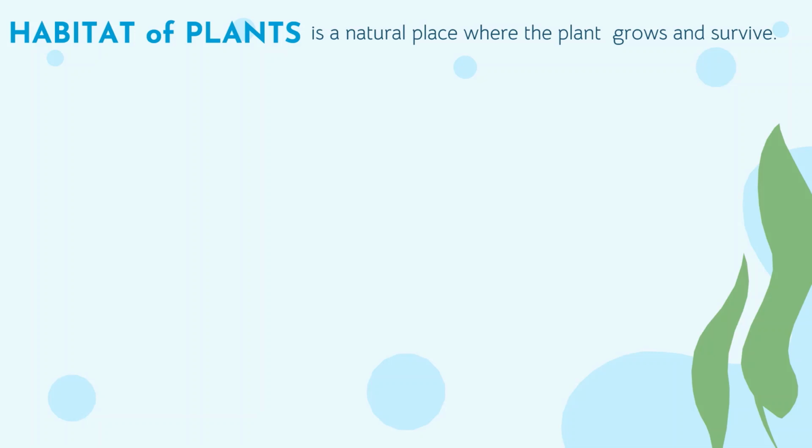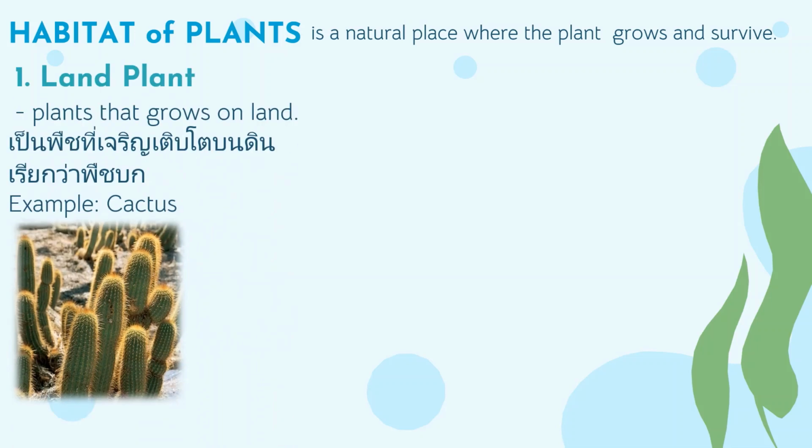Let's discuss them one by one. Number 1. Land plant. These are plants that grow on land. Example, cactus.